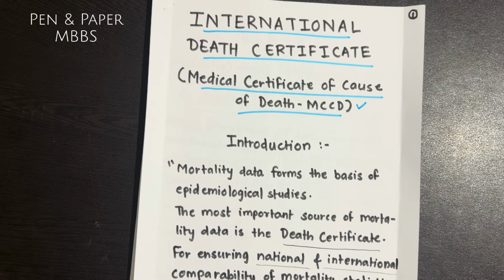In epidemiology, everything starts with mortality data. If death data is wrong, health planning becomes wrong. So the question is, how do we record deaths in a uniform, scientific, and internationally comparable way? The answer is International Death Certificate recommended by the World Health Organization.